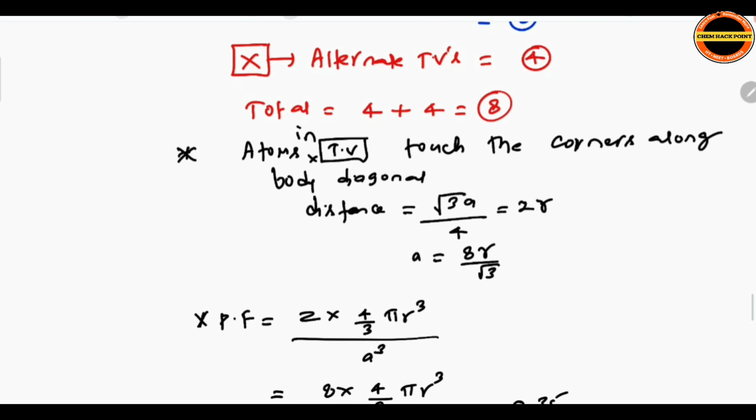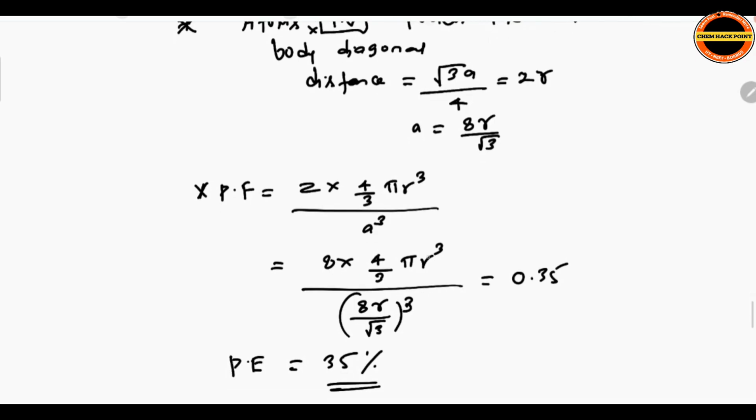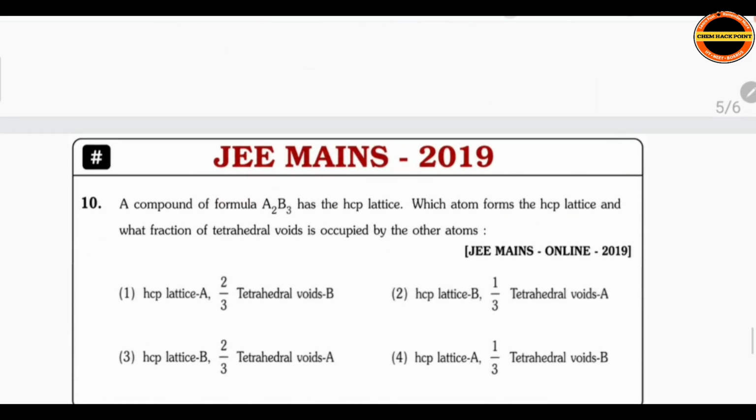So what we did: FCC lattice atoms 4, alternate tetrahedral voids 4, overall 8, into each atom's volume by a cube. Here a is 8r by root 3. Why did we write this? Because the corner atom and tetrahedral void atom are in contact, so we took 2r, whose distance is root 3a by 4. That is, 35% is the answer.